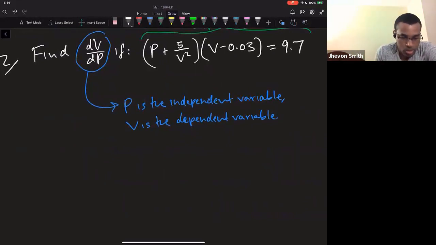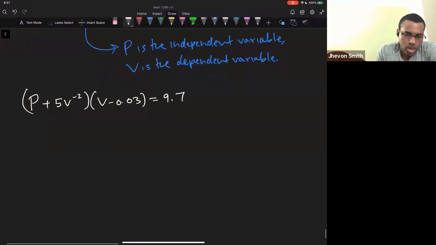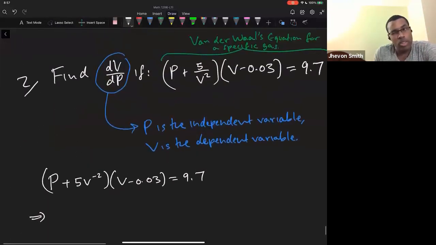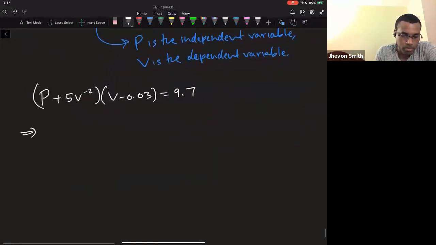So I'm going to differentiate. I might rewrite this here because it might look a little strange. We have P plus 5V to the minus 2, and V minus 0.03 equals 9.7. I want to find dV/dP, which means that if I differentiate a P, I don't have to do anything. If I differentiate a V, I have to multiply by V prime.